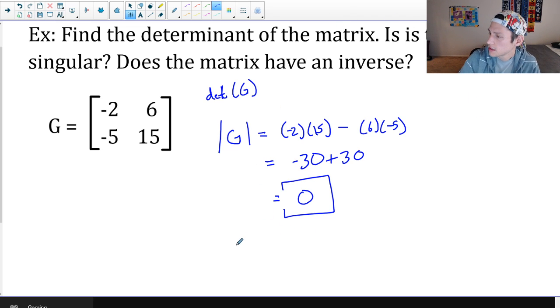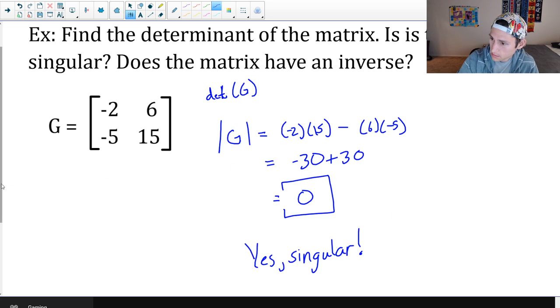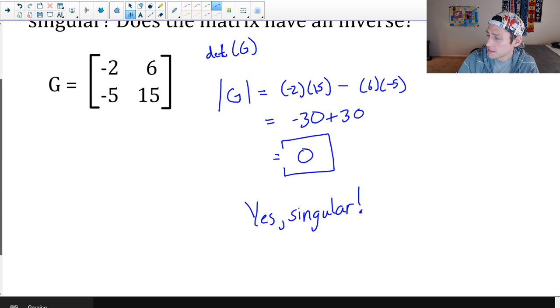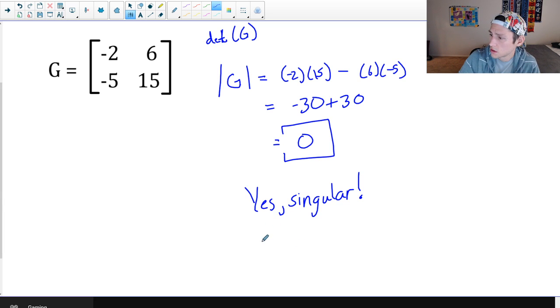Is the matrix singular? Well, the determinant is 0. So yes, it is a singular matrix. Okay, does the matrix have an inverse? Well, we know that if the matrix is singular, that means it does not have an inverse.